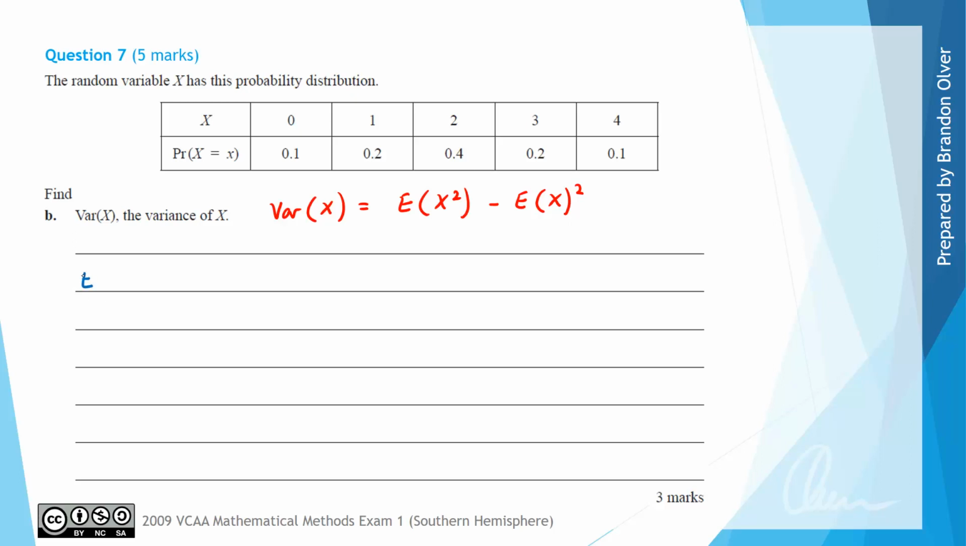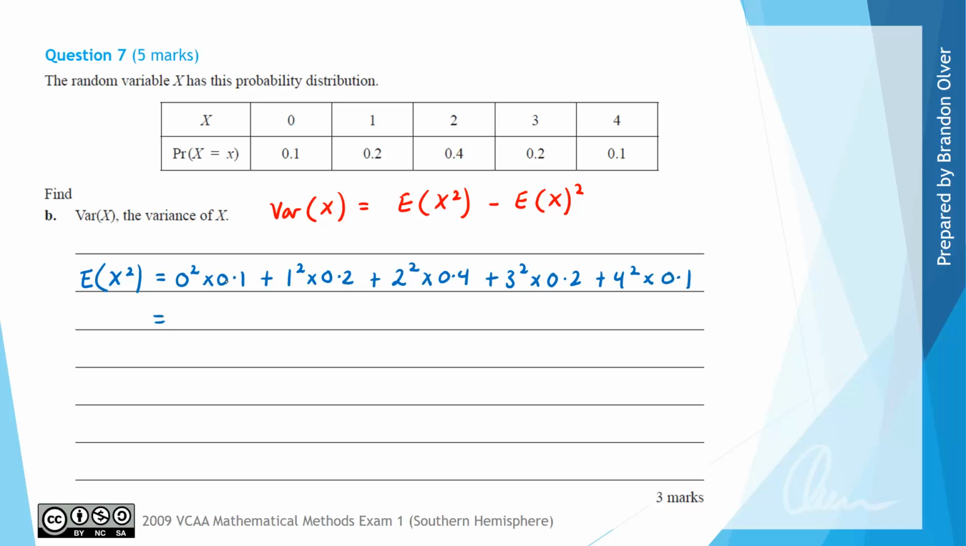So if we do E of x squared, that means we simply square all the x values and then multiply by the probability. So we're going to have 0 squared times 0.1 plus 1 squared times 0.2 plus 2 squared times 0.4 plus 3 squared times 0.2 plus 4 squared times 0.1.